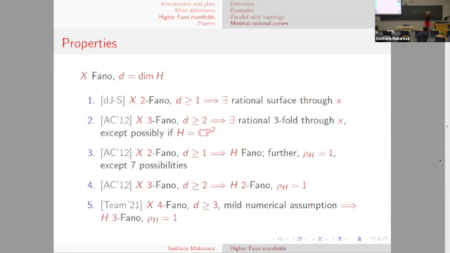Actually, it's a good question whether there are higher Fano manifolds of high Picard rank, because at this point, I don't think we know any.